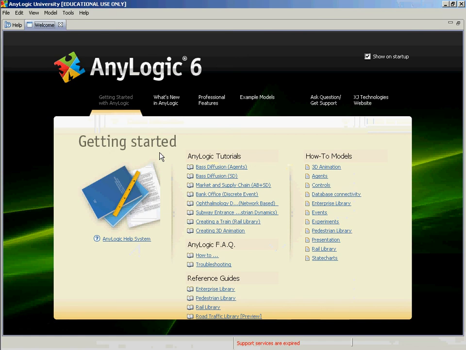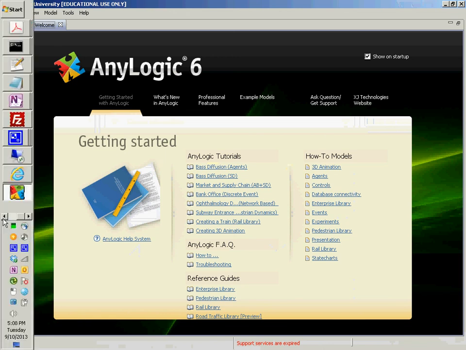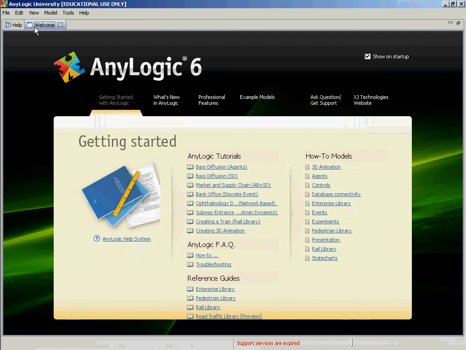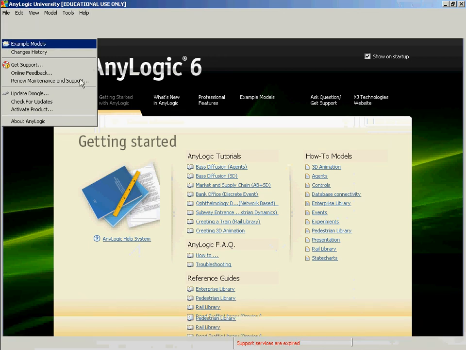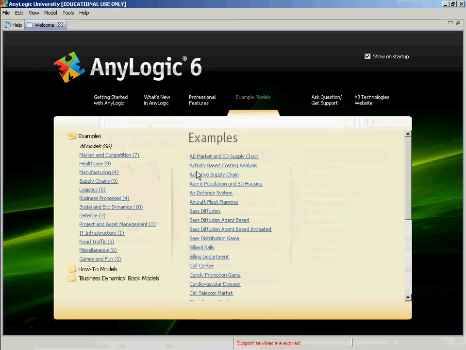I'd like to call up AnyLogic. I'd ask those of you who are here a little bit early to do that. When you come up with AnyLogic, you may come up with a screen to start with that says welcome. If you don't, you can go to help and go to this welcome screen, or you can go to example models. Either one of those is fine. And I'd like you to go down, ladies and gentlemen.